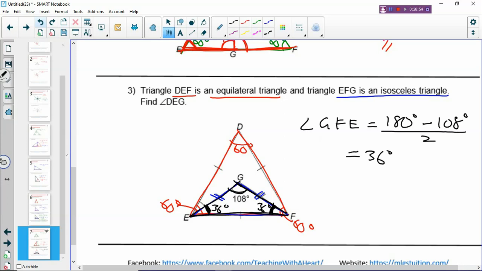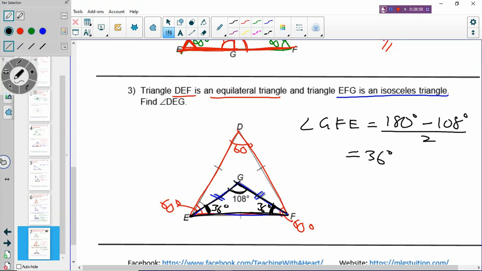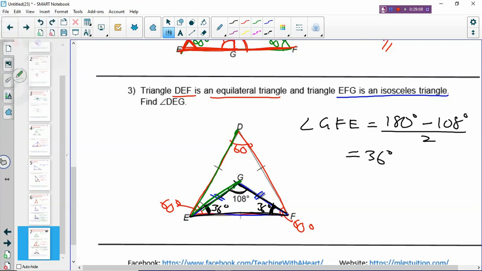Okay, so now can you find angle DEG? So where is your angle DEG? So D, okay, let me use my green color, DEG. Okay, let me just draw a bit nicely. Okay, one more time, DEG. So the angle that you want to find is over here, right, the green color. Okay, the green color angle. So how do you find that green color angle?